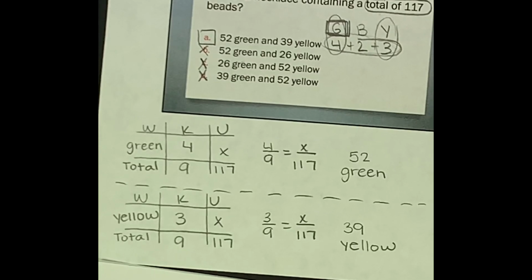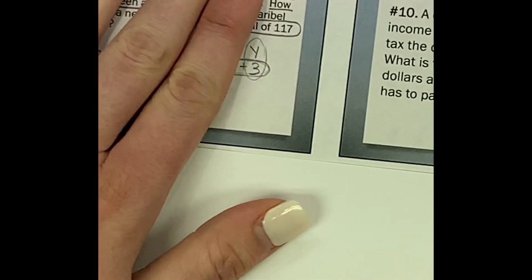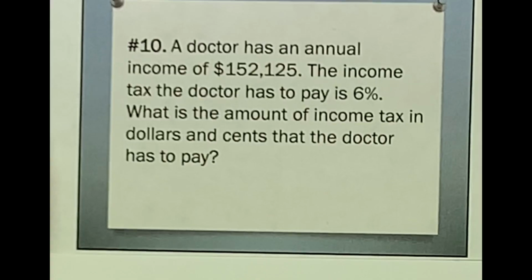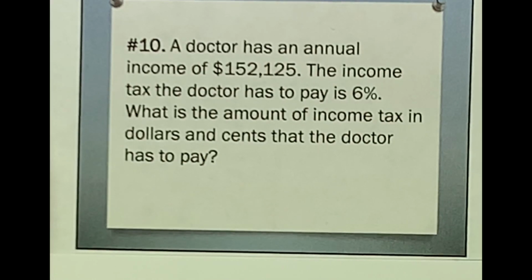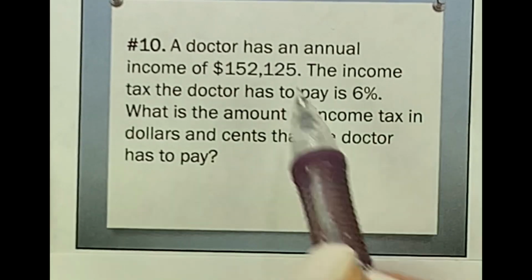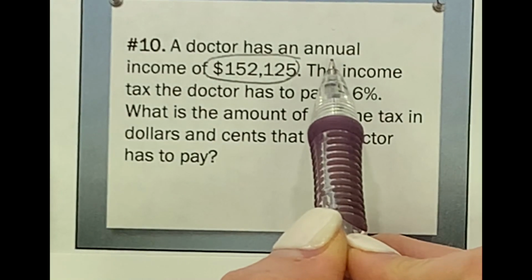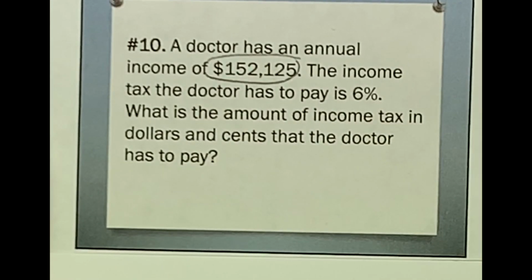I am just going to talk about number 10 because I'm guessing that we're probably running out of time. And number 10 has some pretty big numbers, so I'm just going to talk to y'all about it. A doctor has an annual income of $152,125. This is his total income. Annual means the whole year. That's how much money he makes the whole year.